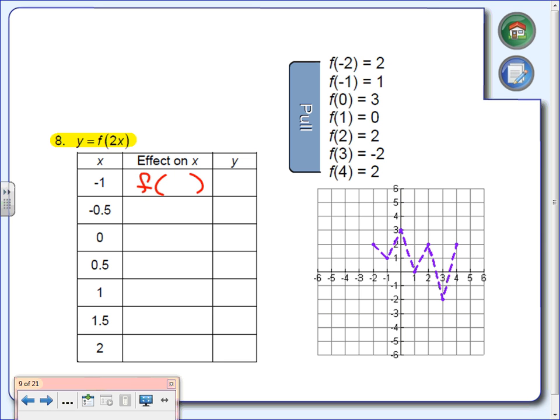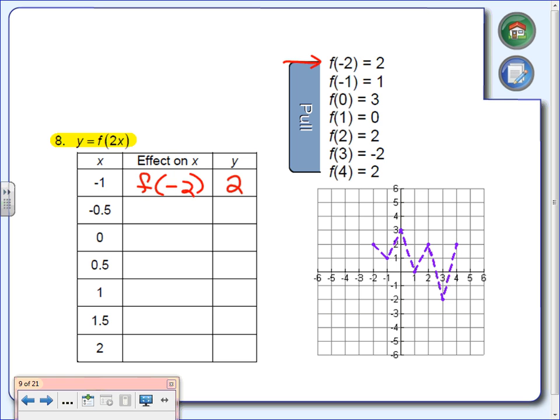So the question is, what is 2 times a negative 1? 2 times a negative 1 is a negative 2. That's not the y value though. You need to look at the front of your page, or right up here, f of negative 2. What is f of negative 2? It's a positive 2. That goes in there. That's our new y value.